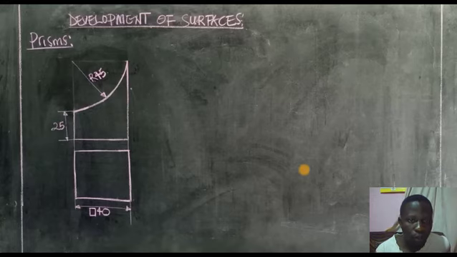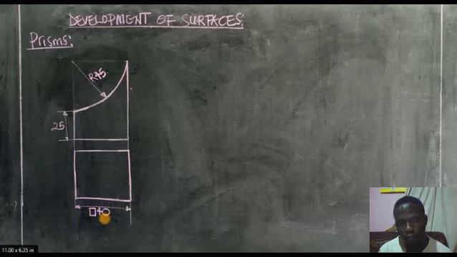Welcome. Today we are going to look at development of surfaces, and basically we are going to look at prisms. And we have our example here. We have a prism which is cut at a curve of radius 45. We have our dimensions here, having that height of 25, and it's having the square base of 40 millimeters.